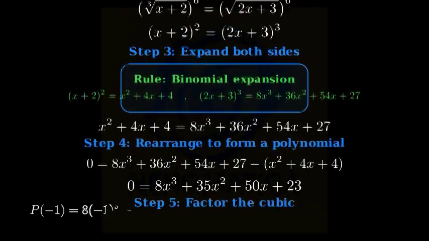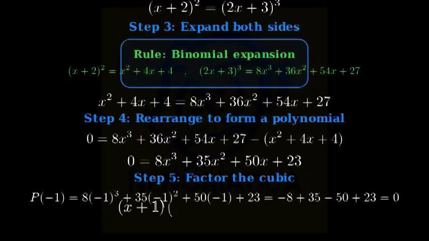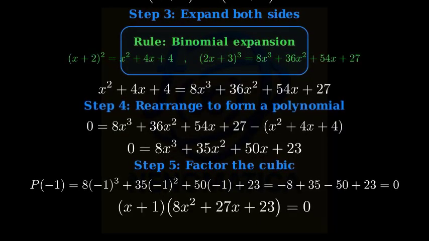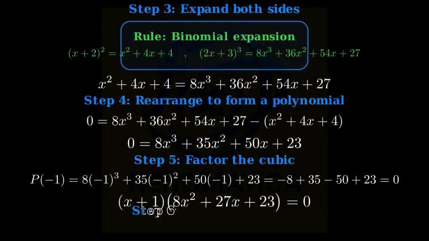Try x equals negative 1. Substituting gives 0, so x plus 1 is a factor. Divide to get the quadratic 8x squared plus 27x plus 23. Step 6. Solve the factors.